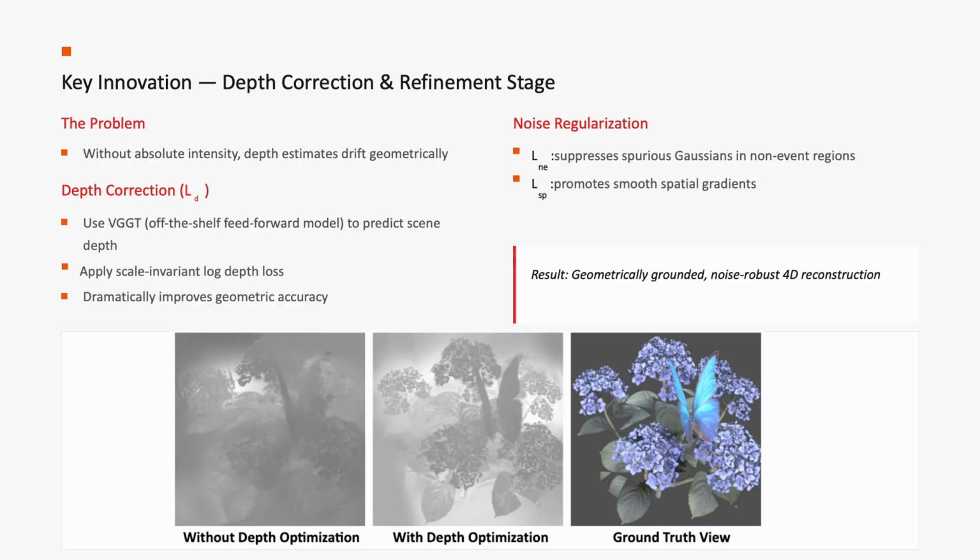Without absolute intensity, depth estimates drift geometrically. VGGT is used to predict scene depth, and a scale-invariant log depth loss aligns the Gaussians accordingly. Noise regularization further suppresses spurious Gaussians and promotes smooth gradients, yielding geometrically accurate, noise-robust reconstruction.